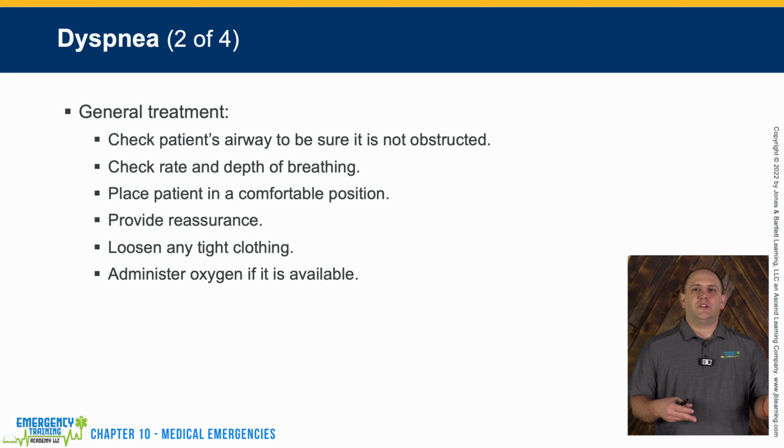upper airways. We want to check the rate and depth of their breathing, place them in a position of comfort. Most of these patients are going to find a position in which they feel the best to be able to get the most oxygen in. So a lot of times they'll be leaned over and have their arms out on their legs, kind of in a tripod position is what we call it. With these patients, we want to just continually talk to them, reassure them, help reduce their anxiety, and administer oxygen if we have it available.